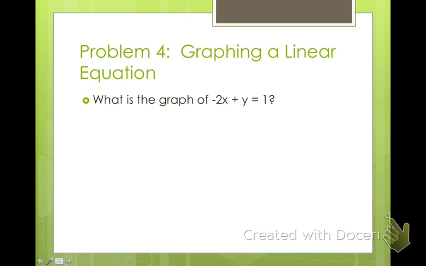Okay, for graphing an equation, we can graph easily when it's in slope-intercept form because we just plot the intercept and then we use the slope from there. So let's go ahead and convert this into slope-intercept form. I'm going to add 2x to both sides. So I get y equals 2x plus 1.